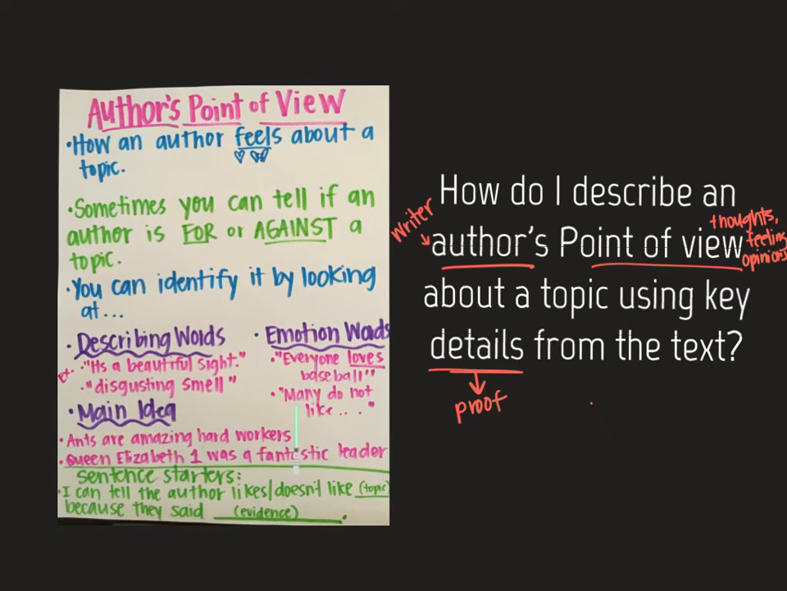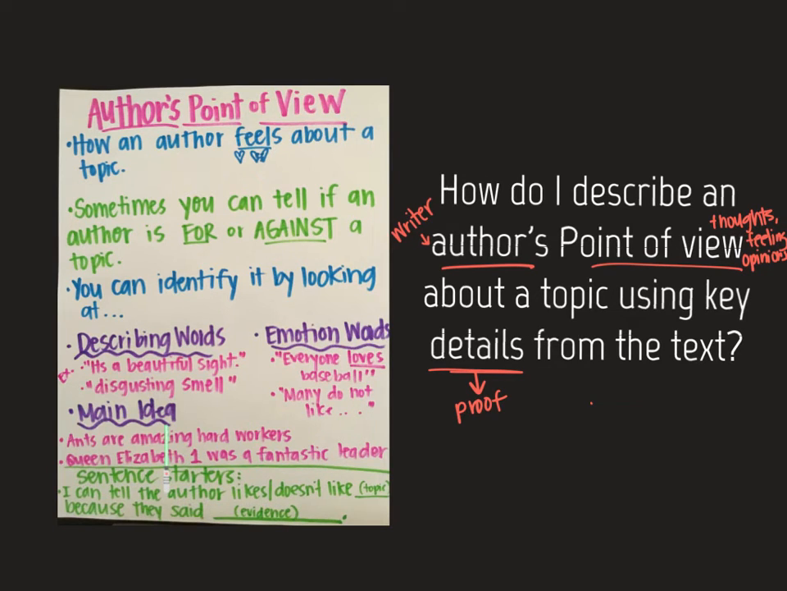Sometimes authors will use emotions. Now, emotions are telling you how they feel about something. So everyone loves baseball. So what do you think their point of view is on baseball? Do you think they love it? All right. Well, let's go back into the text and let's find some evidence that supports it. And those will be your key details.